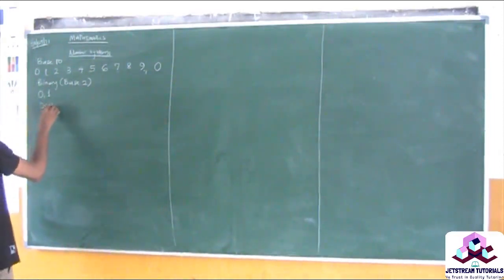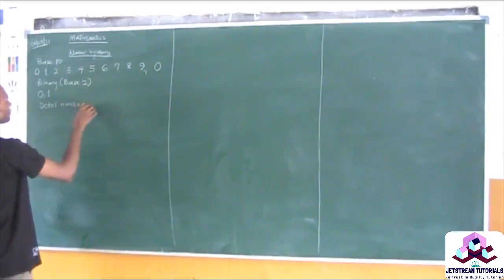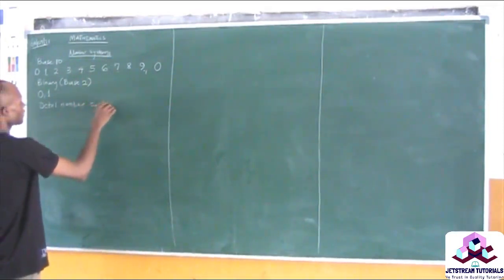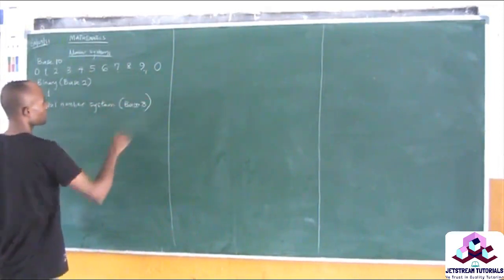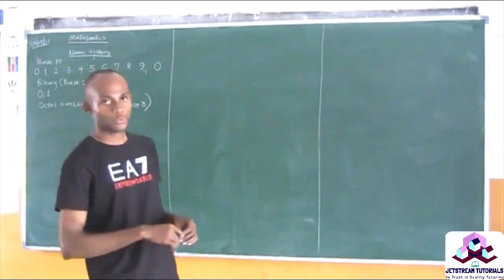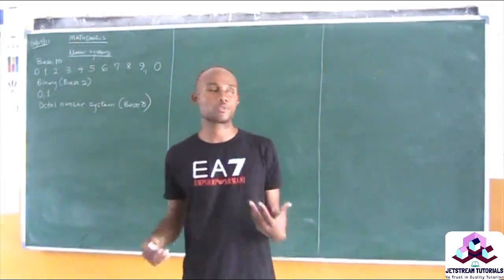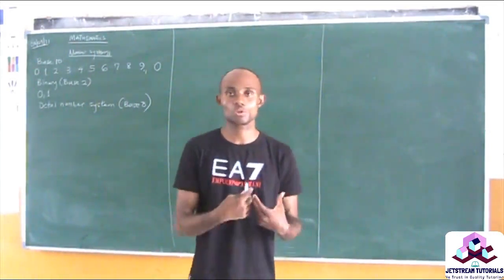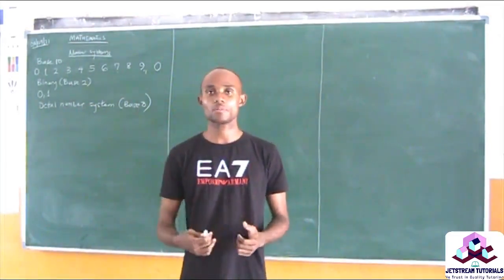Alright, now another number system we want to discuss is the octal number system. The octal number system is also known as what? Base 8. From the word octagon. We know octagon is gotten from the 8-sided polygon. So the octal number system is also called the base 8 number system, as the name implies.